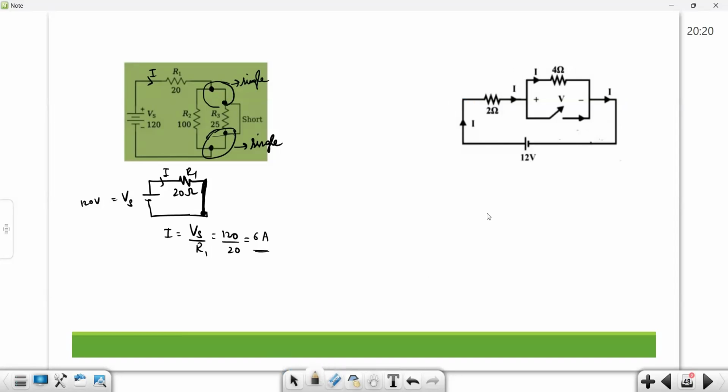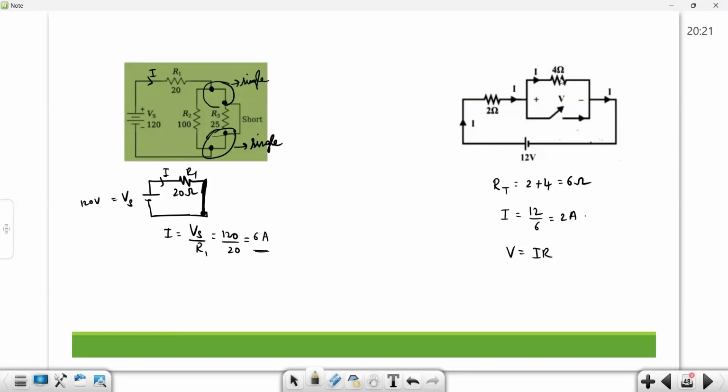Now you see, if current is flowing like this, then this 2 ohm and 4 ohm are in series. So if it is in series, R total will be equal to 2 plus 4 is equal to 6 ohm. Then I will be equal to 12 by 6 is equal to 2 amps. Now, if you want to find this voltage, the current is flowing from positive to negative. That means this is absorbing the power. And here voltage V is equal to I into R.